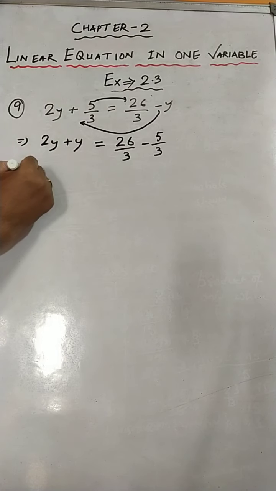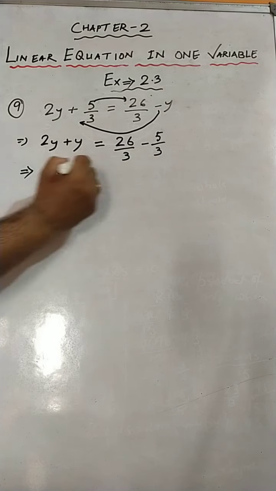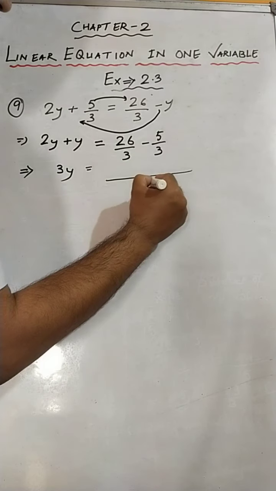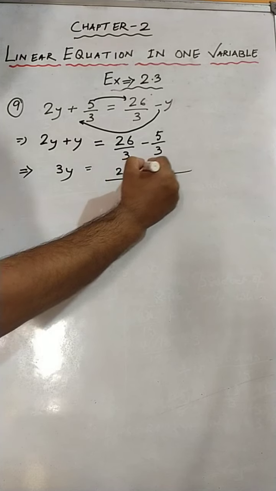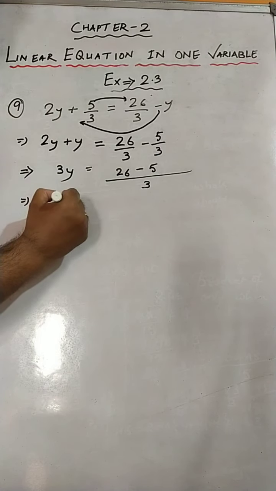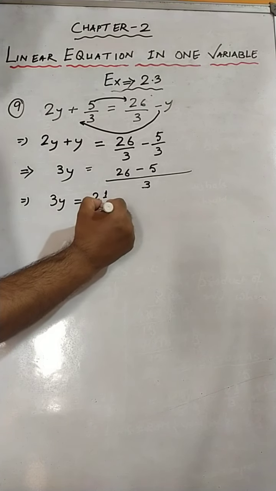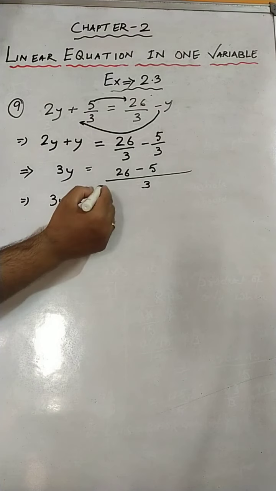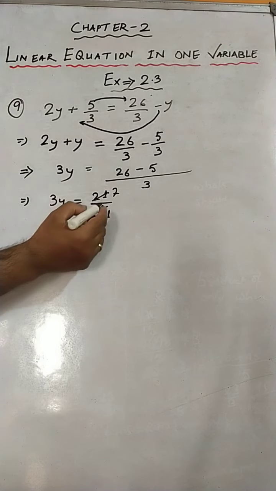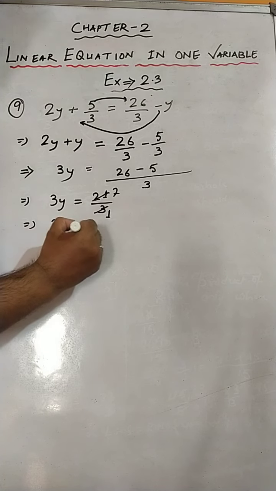So let's solve this side. 2y plus y will give you 3y, isn't it? Now these two fractions are carrying the same denominator, so obviously the LCM will be 3 only, and we'll write 26 minus 5. Now 3y equals 26 minus 5, the answer would be 21 upon 3, isn't it? Now we'll reduce this. 3 1s are 3, 3 7s are 21. So 3y is equal to 7.